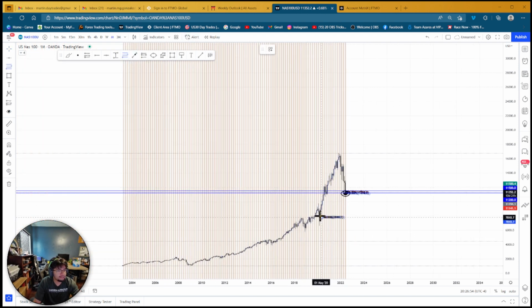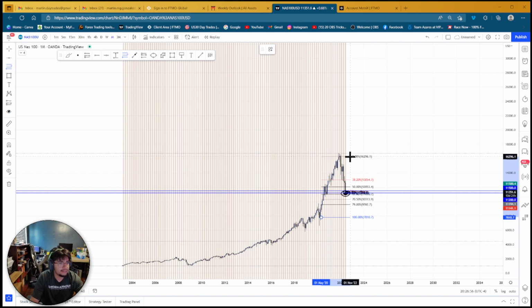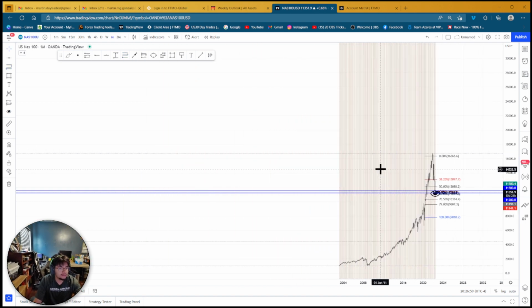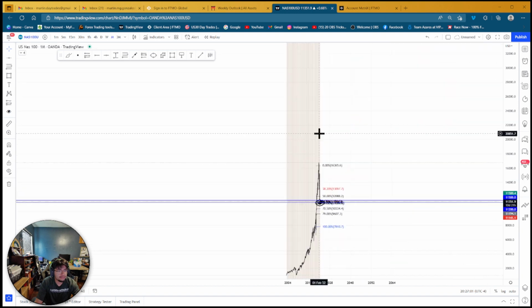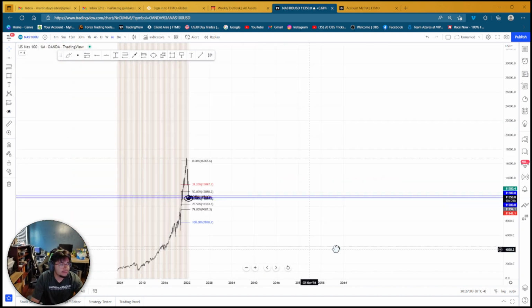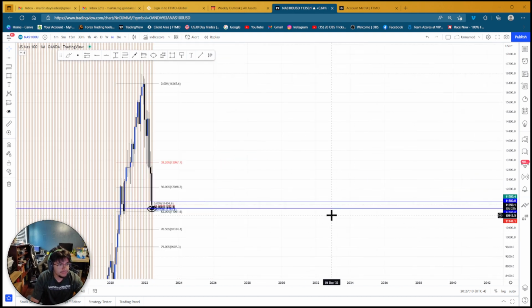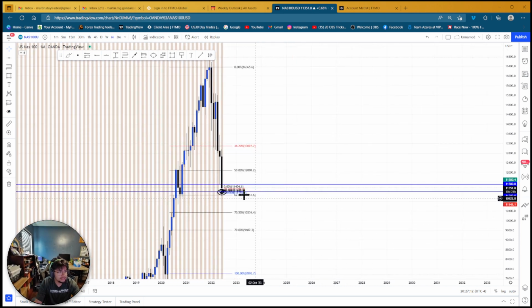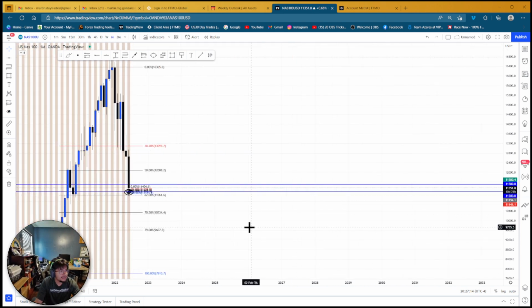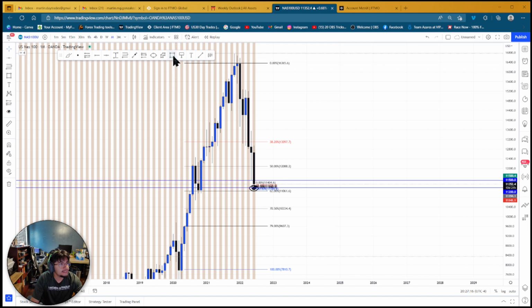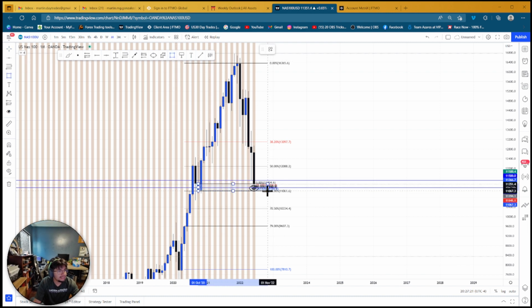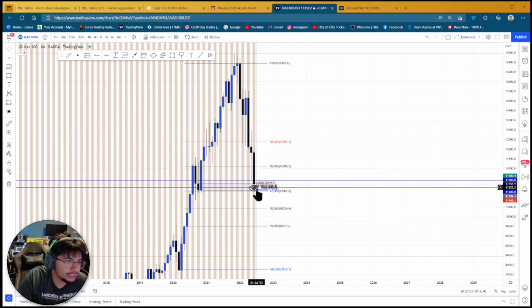I'm going to do the Fibonacci, and I'm going to do this whole impulse from here, and it rejected the 62% right here, and it also rejected this last down candle order block, or it's rejecting it right now. So what we can assume is it's going to be bullish in this area.